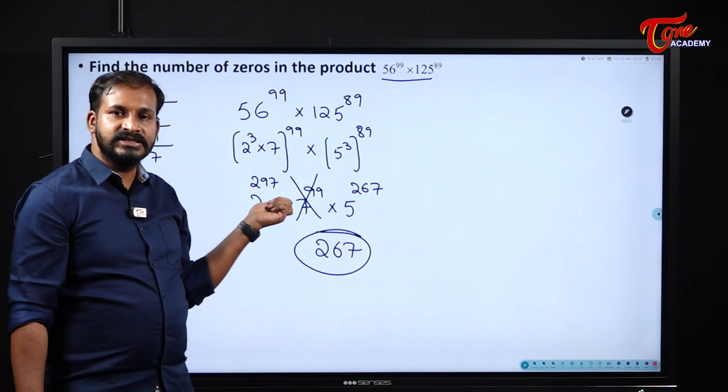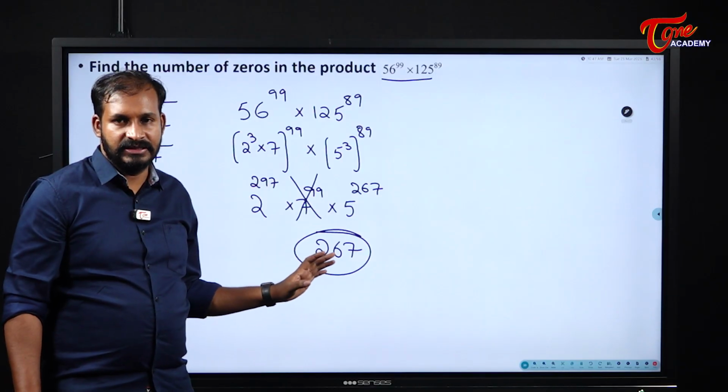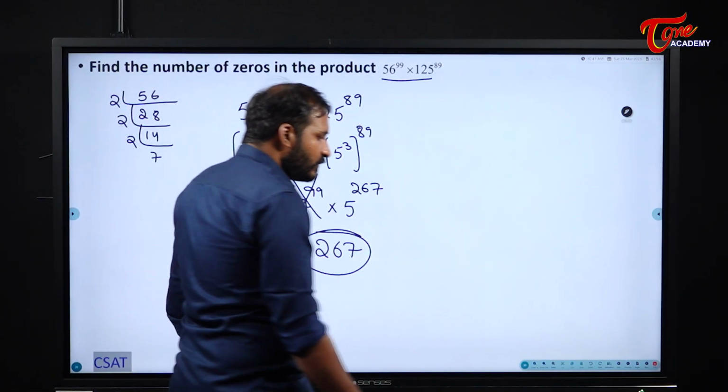Simply do the prime factorization. After doing prime factorization, observe the powers of 2 and 5. That is enough. Okay. Next one.